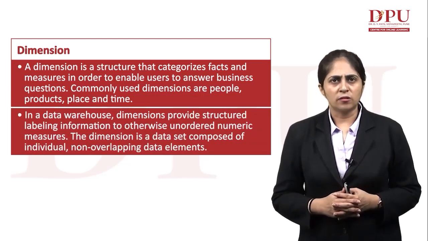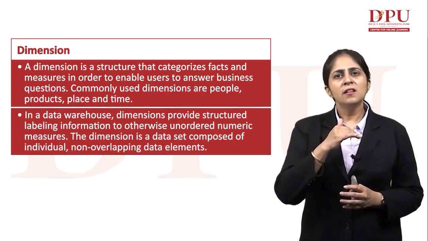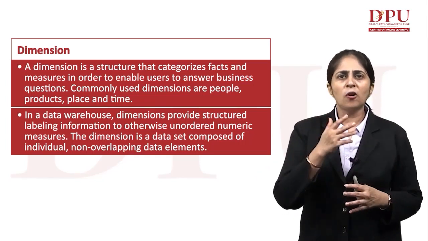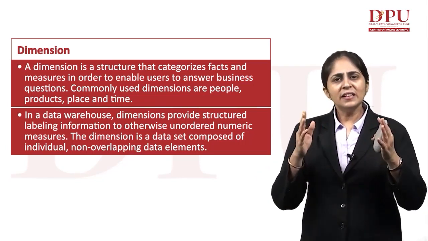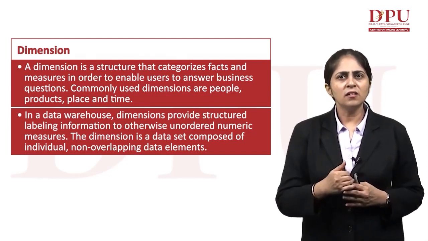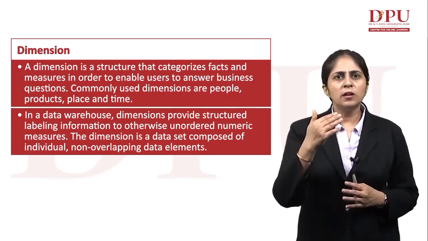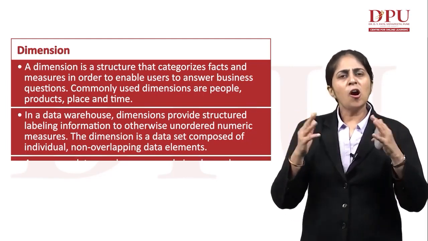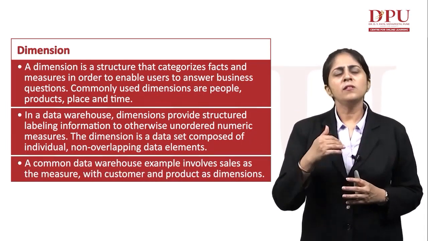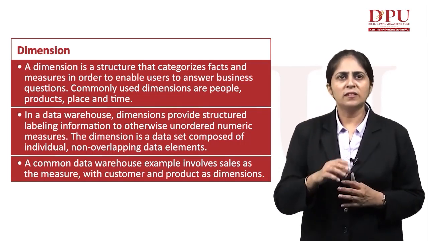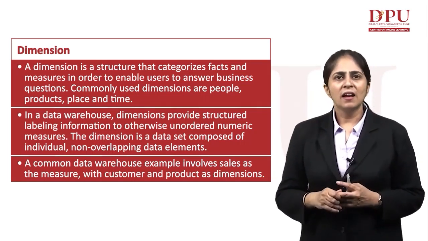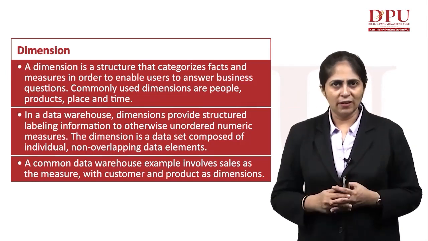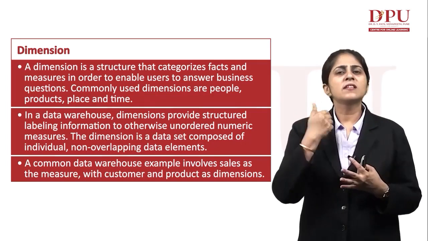In our data warehouse, the dimensions provide structured labeling information to otherwise unordered numeric measures. A dimension is a data set composed of individual non-overlapping data elements. A common data warehouse example involves sales as a measure with customer and product as dimensions. If we are talking about a common data warehouse, it will involve sales.